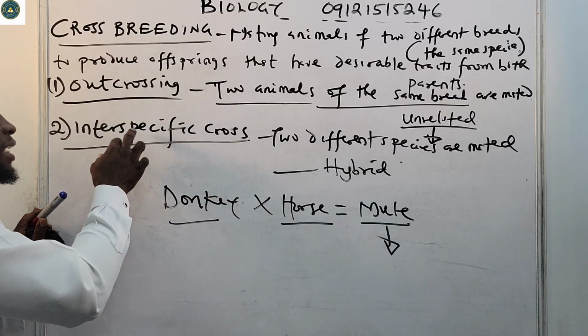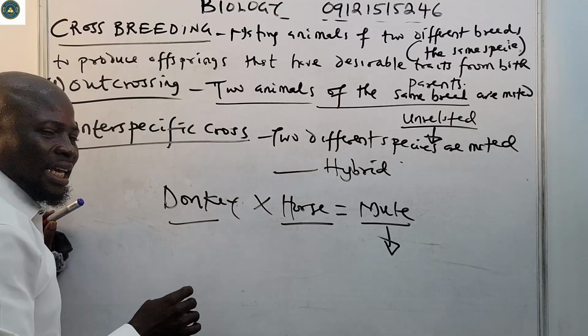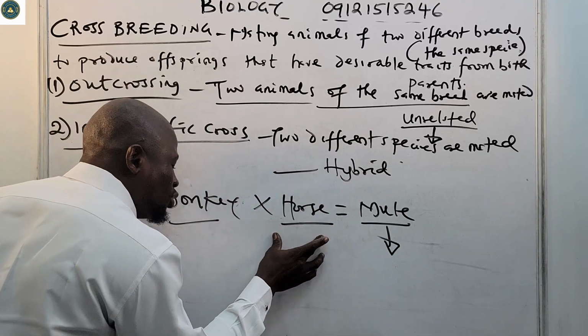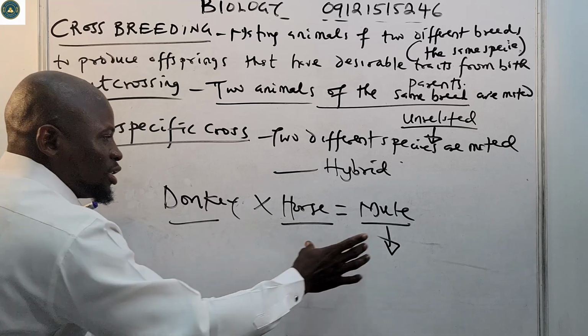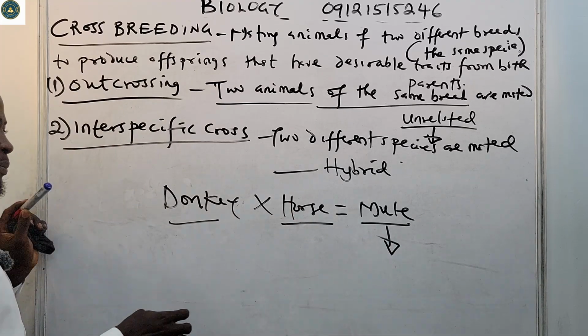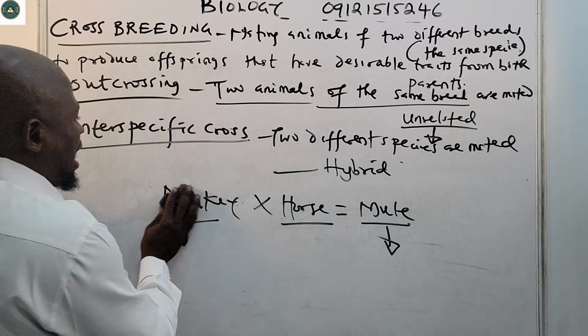That's why they are calling it interspecific. It is specific for transport. It can handle more than what a horse can handle on its own, or what a donkey can handle on its own. It's called a mule when a donkey and a horse are mated together. Then we also have what we call outbreeding.